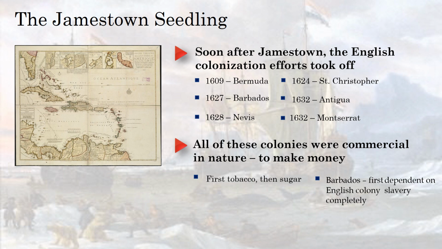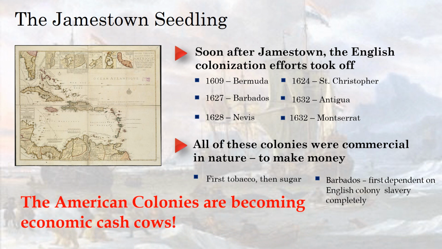And one thing we want to point out is that Barbados is the first English colony which is going to be completely dependent on slavery for its livelihood. And that's something we're going to certainly take a closer look at in later lectures. But the big takeaway here is that the American colonies, that is the English colonies in America, are becoming economic cash cows for the mother country.